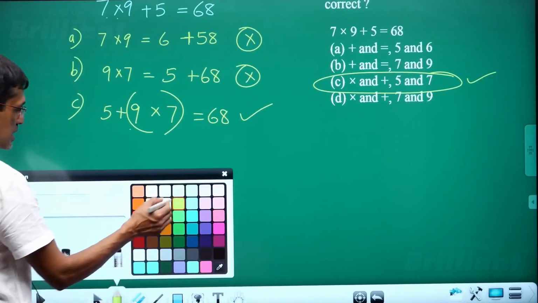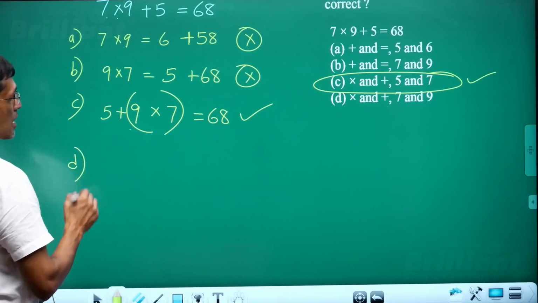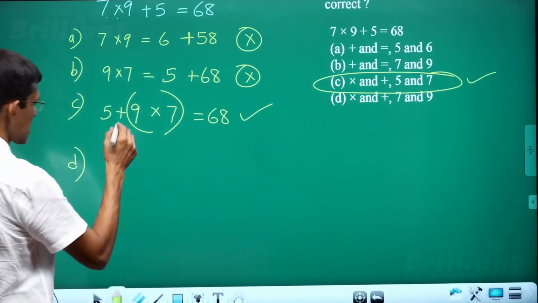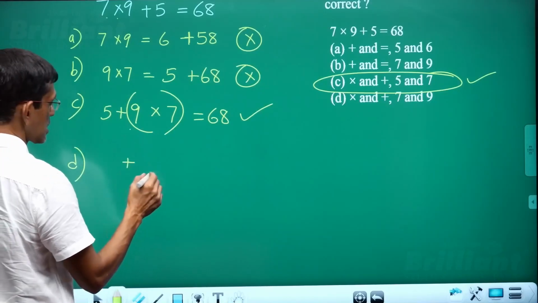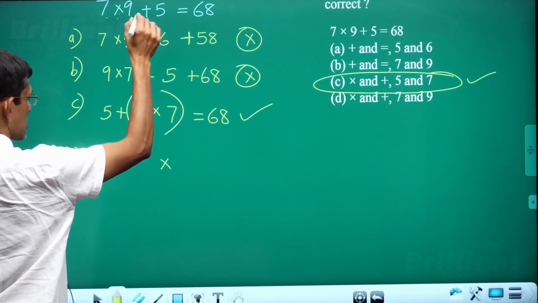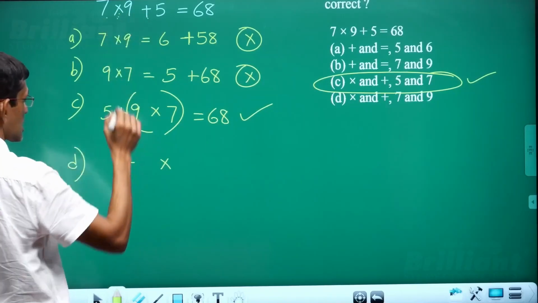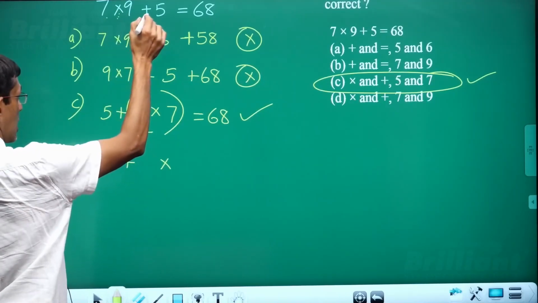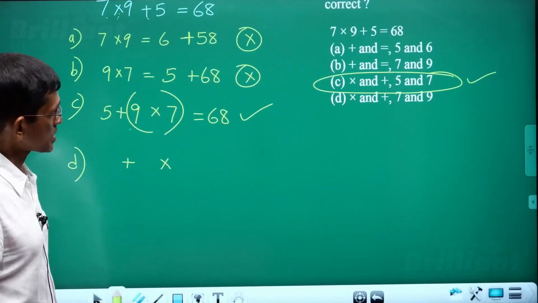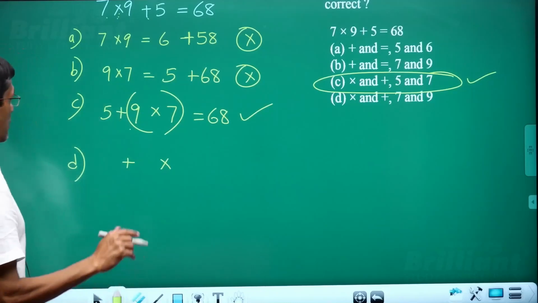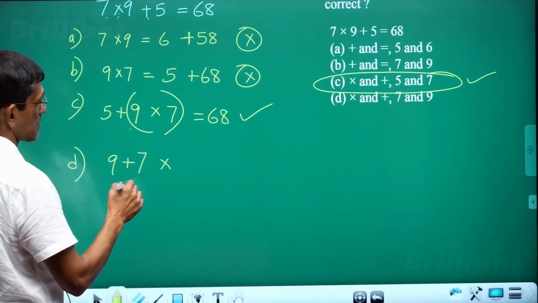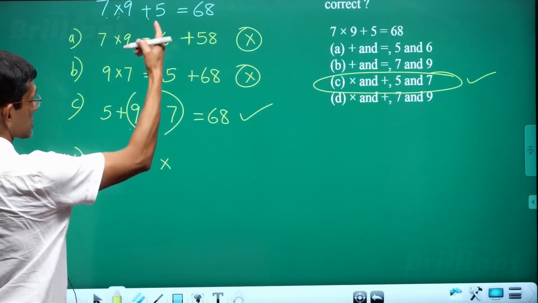Let's do the last one, D. Multiplication and addition, right? This is multiplication, this is addition. So multiplication comes over here, addition goes here. In the position of multiplication, addition comes; in the position of addition, multiplication comes, correct. So that part is good. Now the numbers 7 and 9 are changed, right? So 9 comes over here, 7 comes over here. And what we have is 5 and 68.